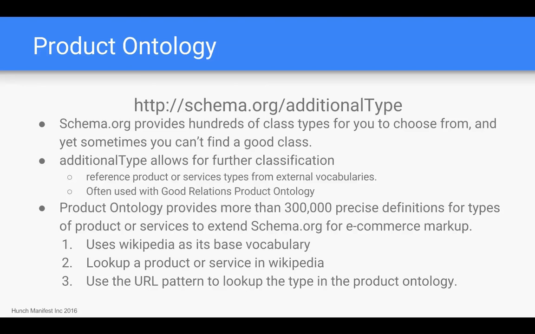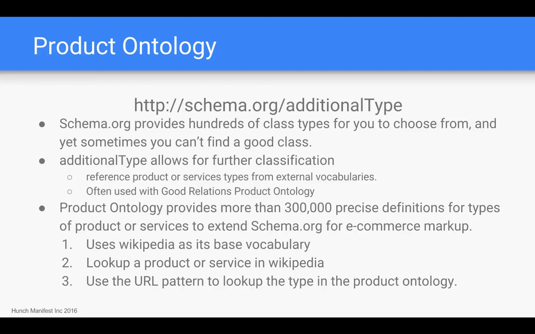And there's one in particular called the GoodRelations Product Ontology. This has more than 300,000 definitions for types of products and services, which you can use with Schema.org. The basic gist of it is that the product ontology is actually mirroring most of the Wikipedia concepts for products and services. So if you can find the product or service that most clearly represents the product that you're working with in Wikipedia, then you can use the product ontology through a quick kind of mixing process.